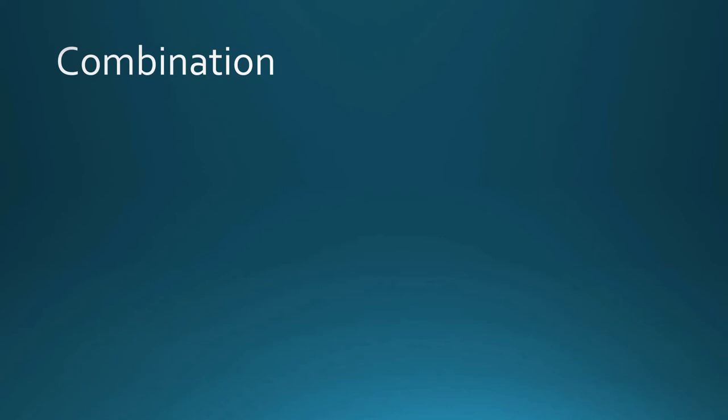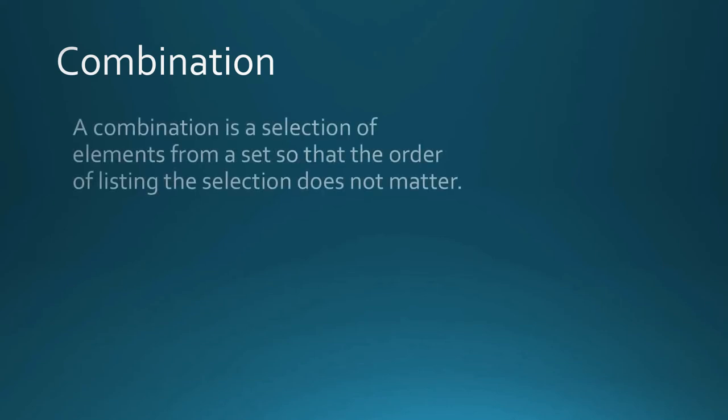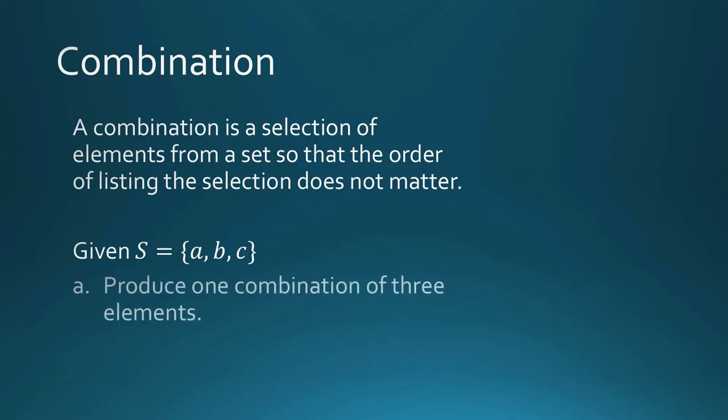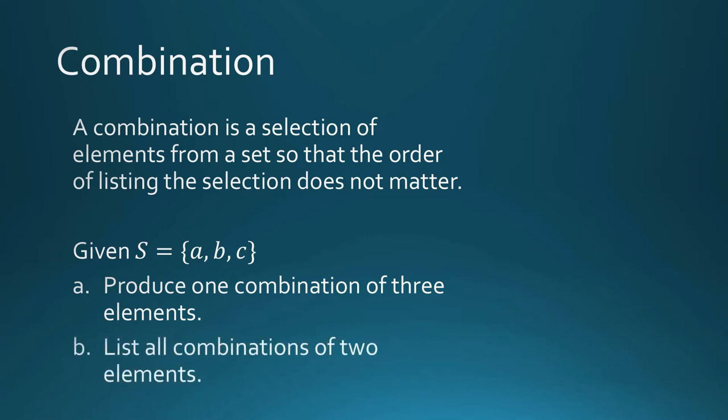You may still recall the combination formula because it is a counting formula. What is a combination? A combination is a selection of elements from a set so that the order of listing the selection does not matter. So let's say, for example, I have this set. It contains 3 elements, and let us produce one combination of 3 elements and list all combinations of 2 elements.